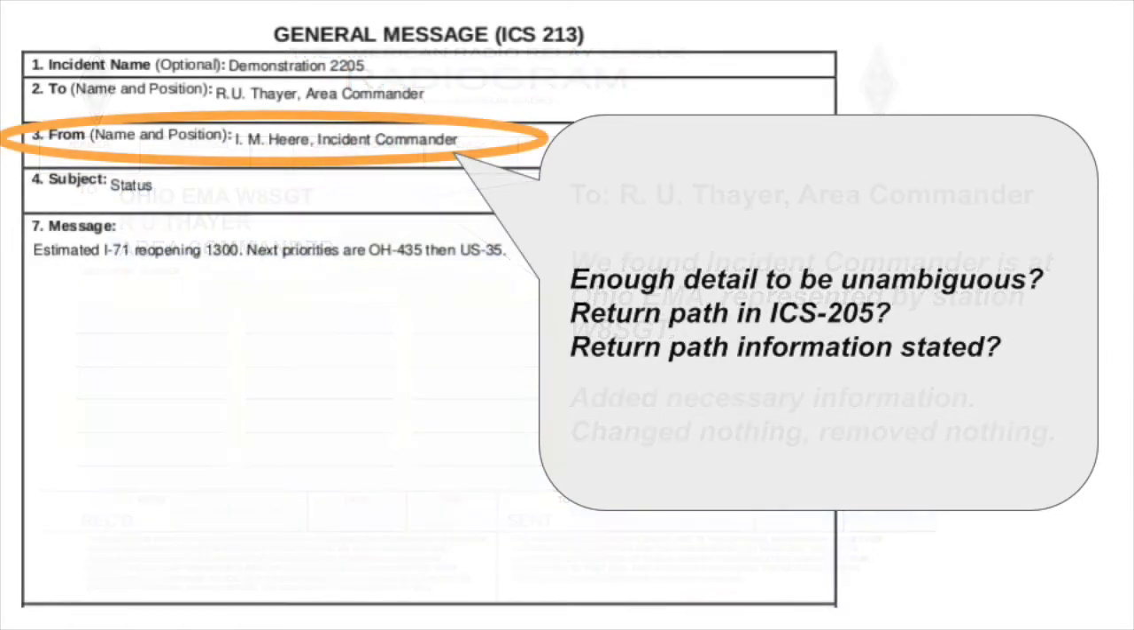The next item that we are looking at is the from part of the ICS 213. Is it enough detail that the recipient knows from whom the message came? What if the recipient wants to send a message back? Is there enough information to allow that? Is it part of the ICS Form 205 communication plan? Is it something that we have included in the from portion of the message?